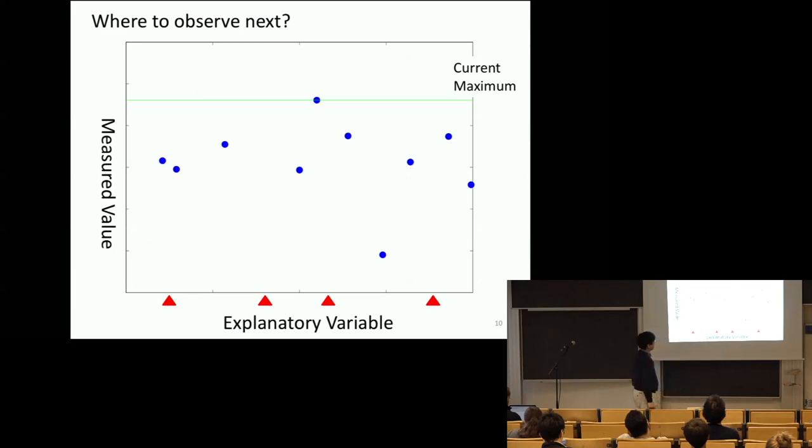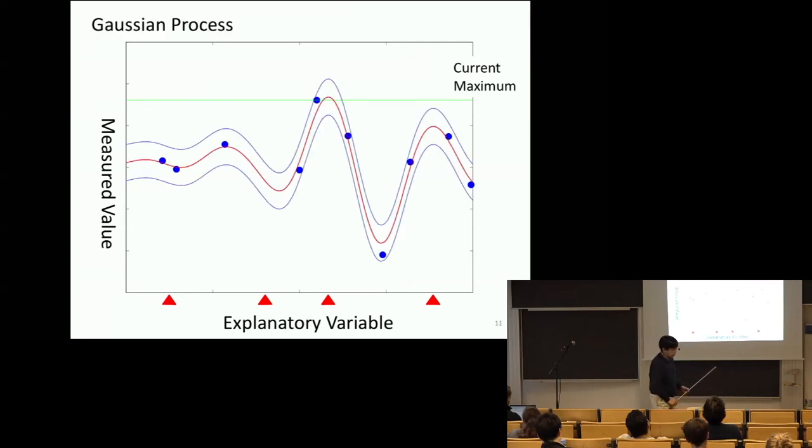And the question for you is, actually we have 4 candidates yet to do experiment. And then the question is, well, which one do you choose? And in Bayesian optimization, what you do is to apply some Bayesian model. And in this case, we apply the Gaussian process to this data. And then you get something like this.